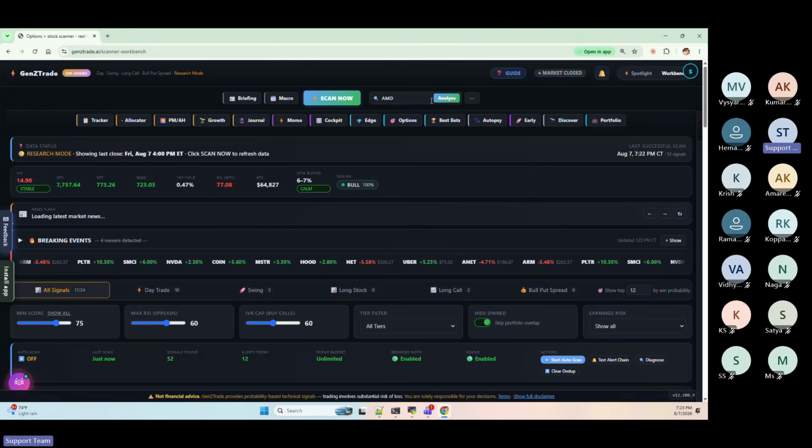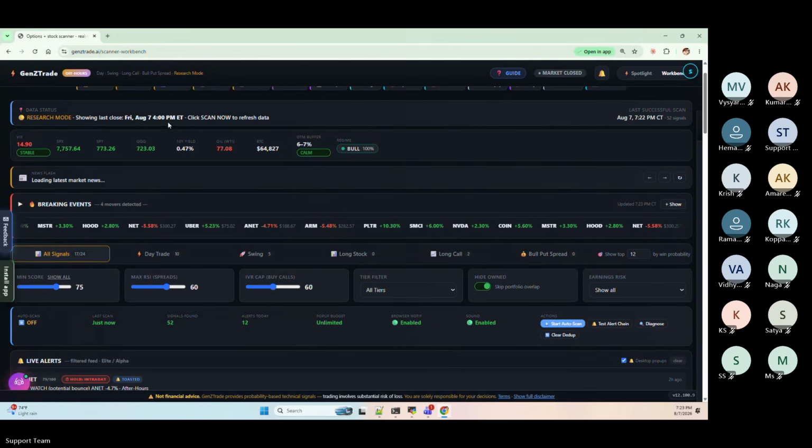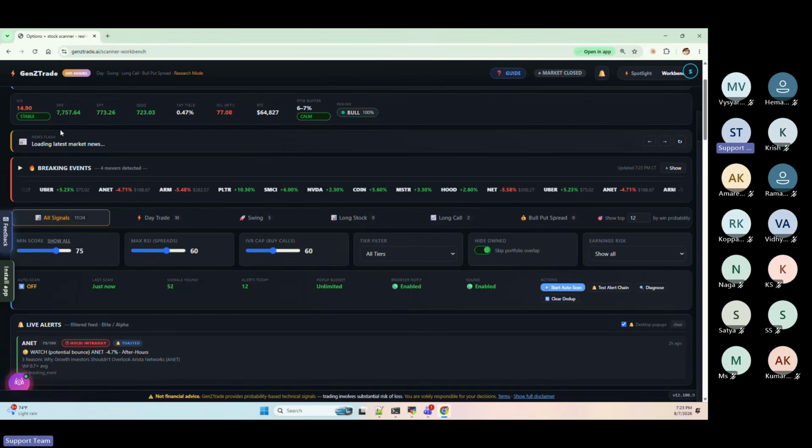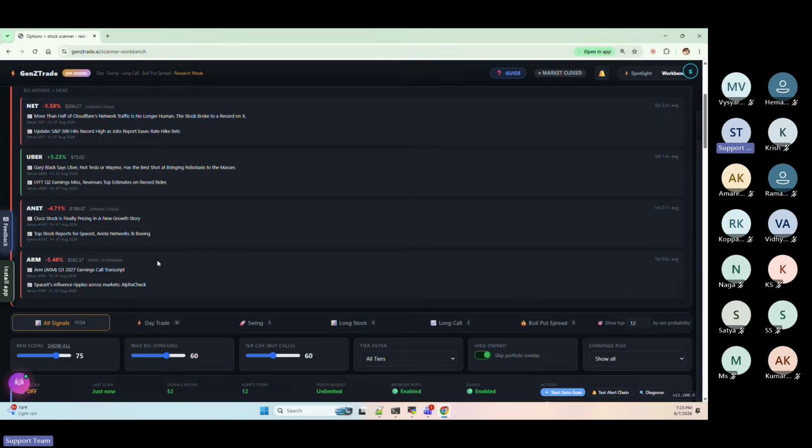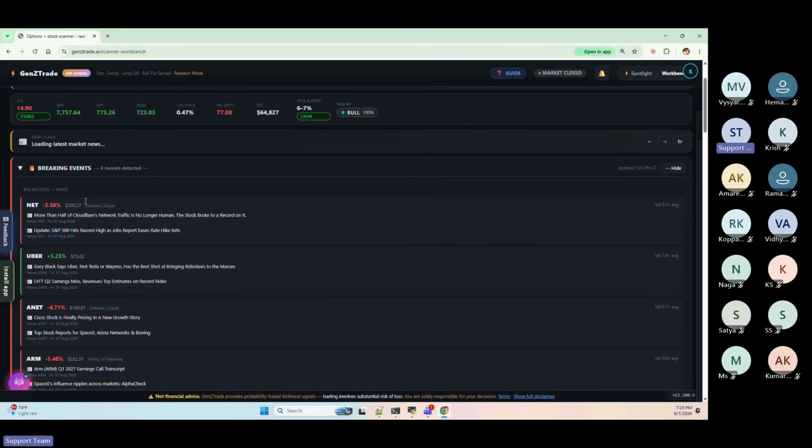That's like analyze on a stock. Then, before I go into this, you see right now the market is closed, it's research mode, that's fine. You see all the news that flash here, which is good. Breaking events, right? This is very important for a lot of traders. Right now it doesn't show because the market is closed, but normally the breaking events tell you where the money is rolling over.